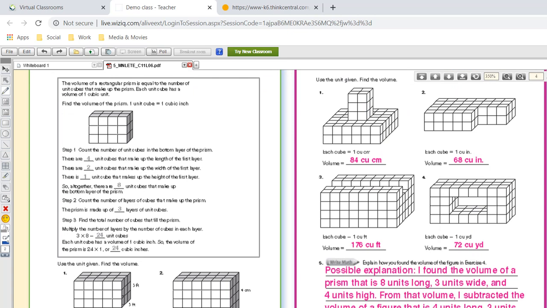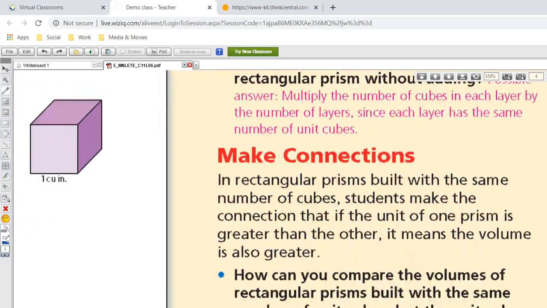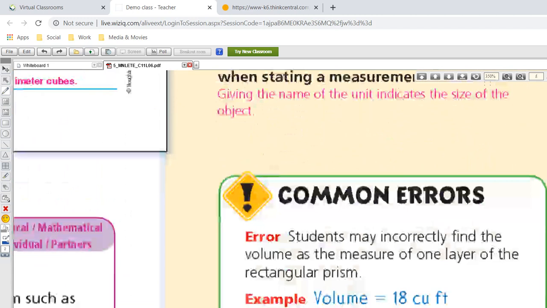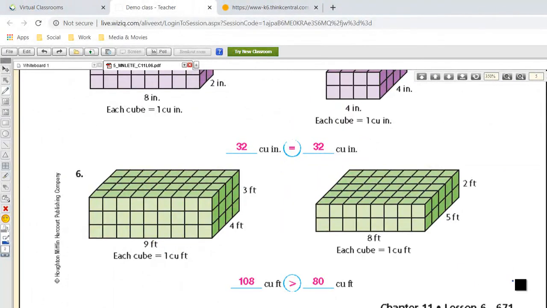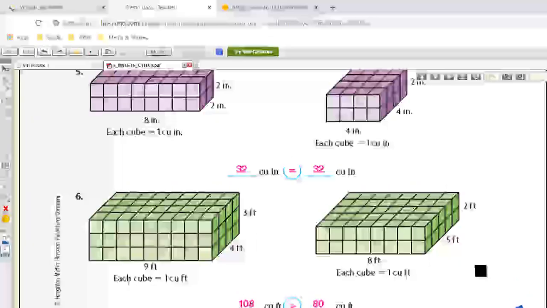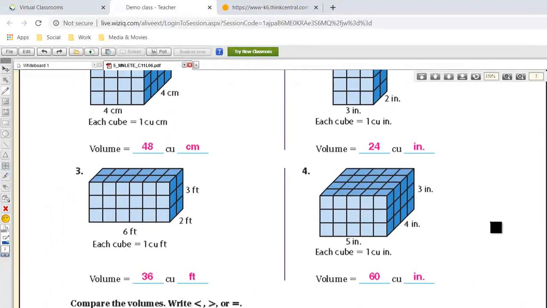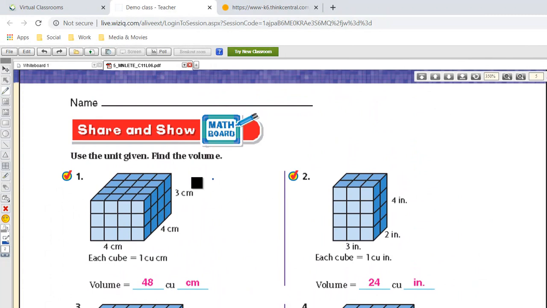Okay, I want you to skip the next page and move to the page after it. So we are here, open page 671. We are on page 671 now. Okay. It asks you to use the unit given and find the volume. So it is asking about the volume here.